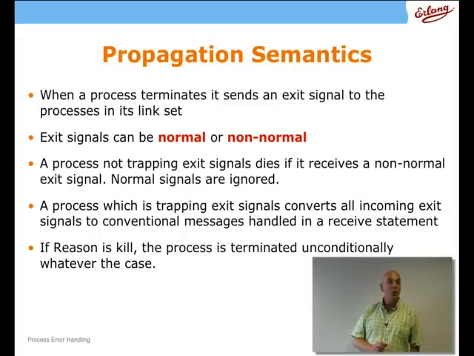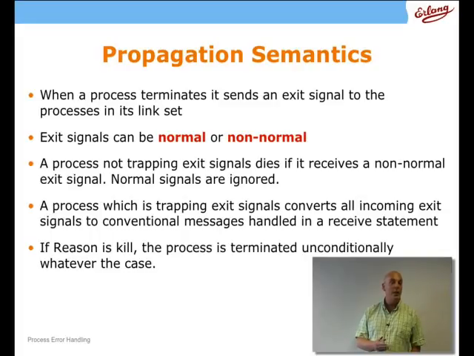If a process is not trapping exit signals, then it will die if it receives a non-normal exit signal. We've seen that. That's how exits get transitively propagated through a system. A normal exit signal is simply ignored. We see it, but it doesn't go into the mailbox. It's simply ignored.